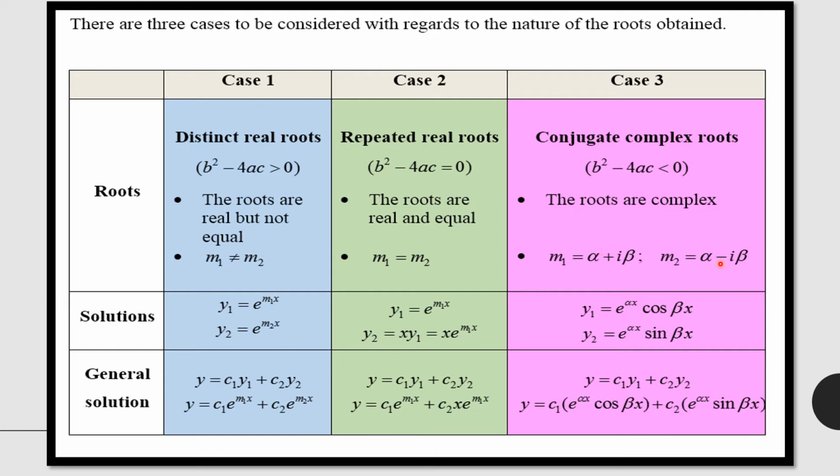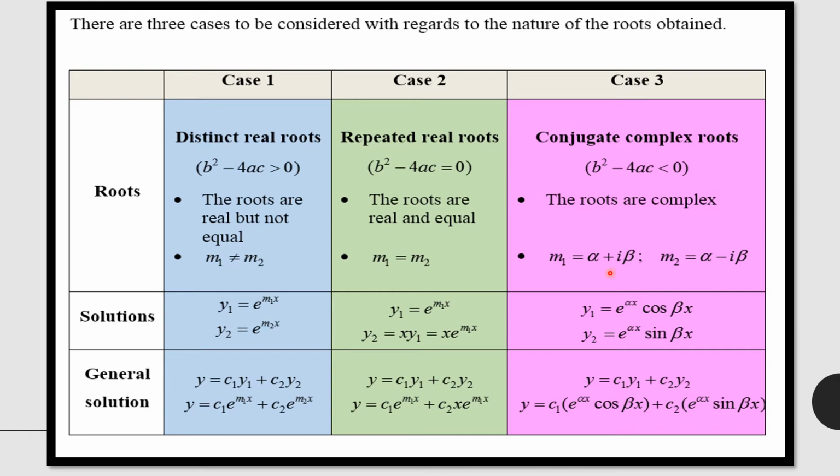It means that the sign of the imaginary part differs from the sign of the imaginary part in m1. So if the sign for the imaginary part in m1 is plus, then the sign for the imaginary part in m2 will be negative.